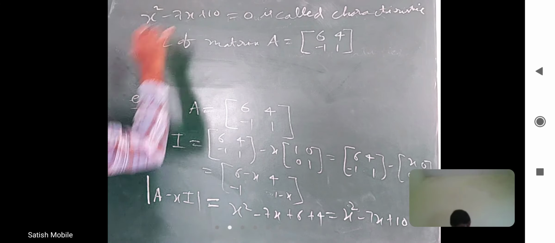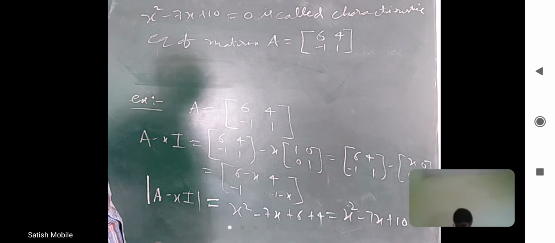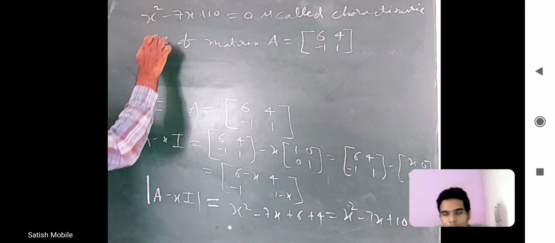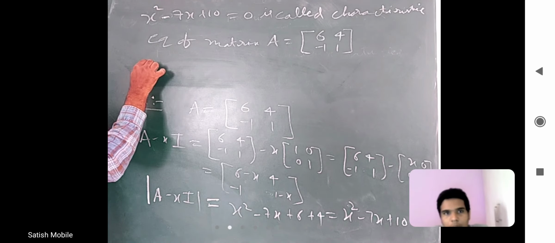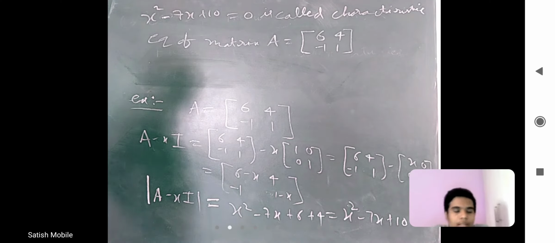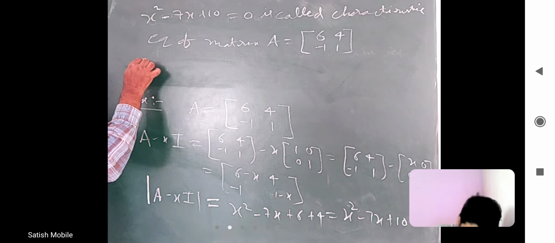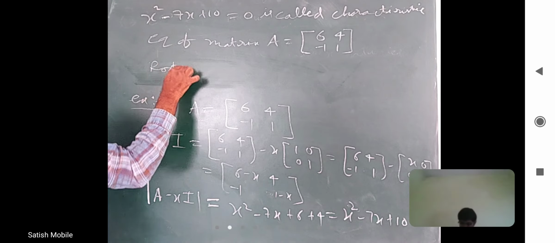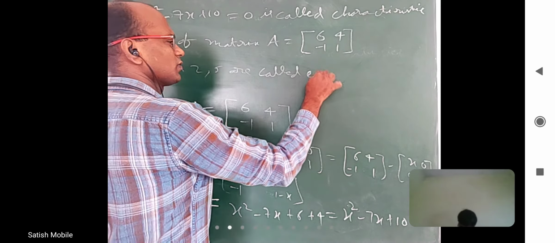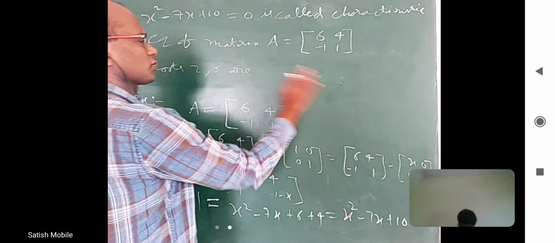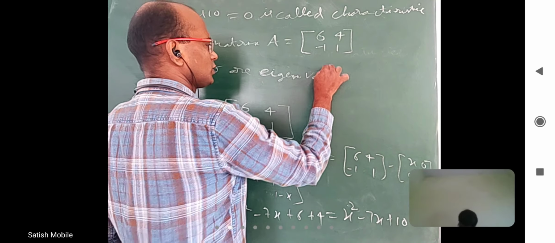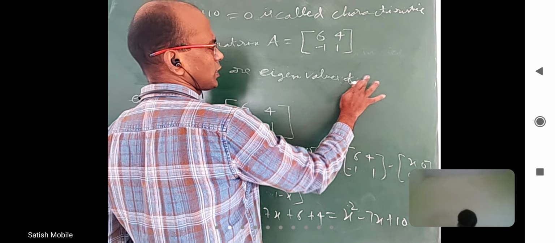And what are the roots of this quadratic equation, x square minus 7x plus 10 equal to 0? What are the roots? Plus 2 and plus 5, right? This is x minus 2 into x minus 5. Am I right? And the roots are 2 and 5 only. So roots 2 and 5 are eigenvalues of the above matrix.